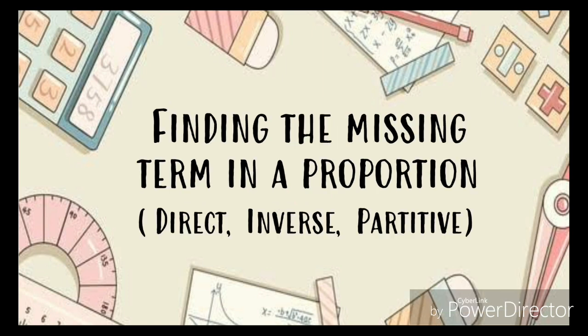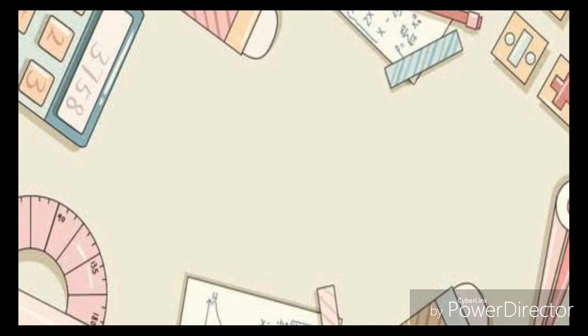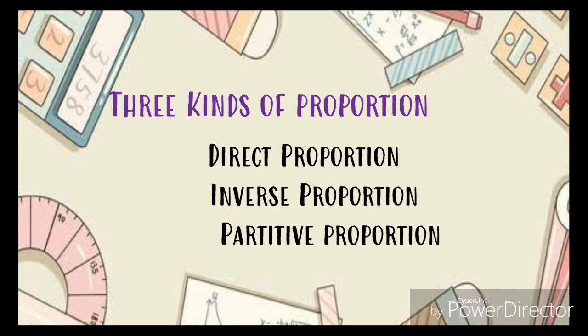So for our lesson for today, we're going to discuss finding the missing term in a proportion: direct, inverse, and partitive proportion. At the end of the video, you are expected to find the missing terms in proportion using direct, inverse, and partitive. So we have the three kinds of proportion. We have the direct proportion, inverse proportion, and partitive proportion. So i-discuss ko to isa-isa para hindi kayo malito pag nag-solve kayo ng word problems involving these kinds of proportion.